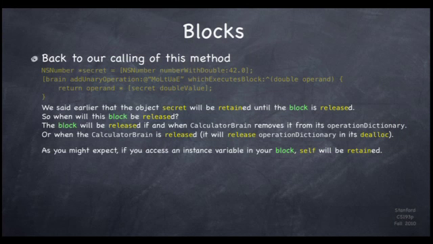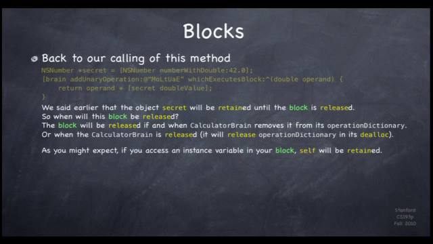Going back to the calling of it, here's secret, it's kind of dimmed out, sorry about that. But here we had secret, which was the number 42, and we called addUnaryOperation with the operation name and the block that defines what the block is. So if we then called performOperation MULTIPLY, it would execute this block of code, and secret, which is 42, would be fine because it got retained. So it stays around and it would execute this code and return 42 times the operand. Okay?